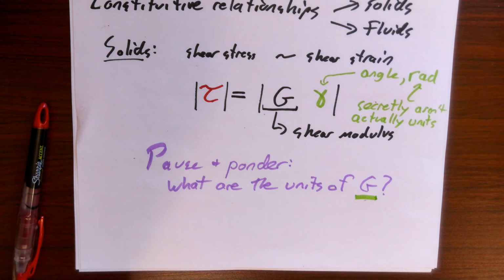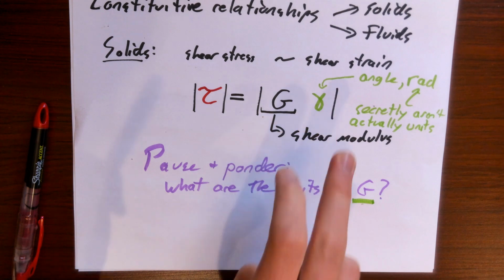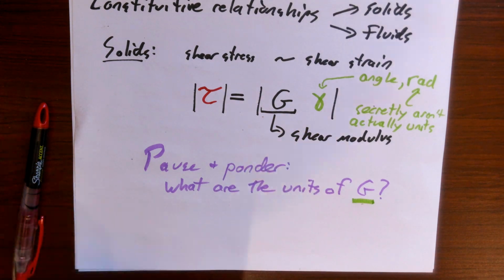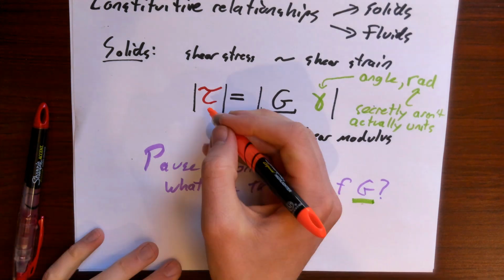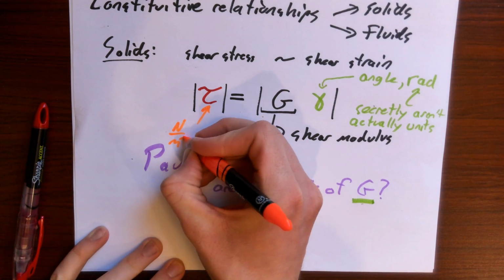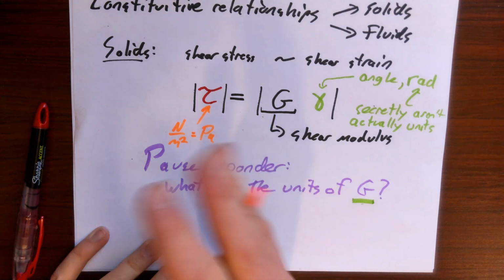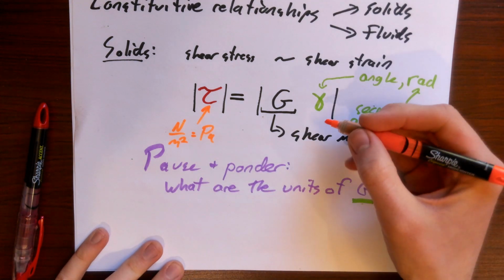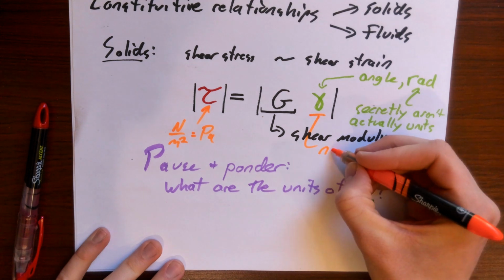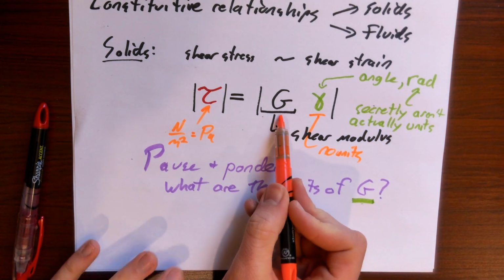Okay, hopefully you've paused and pondered. Well, if we think about it, shear stress, angle in radians, if I want to work out what all of this is, well, I know shear stress has to have units of newtons per meter squared, or pascals, right? They're essentially the same thing. If I know this has no units, then what must the units of G be?